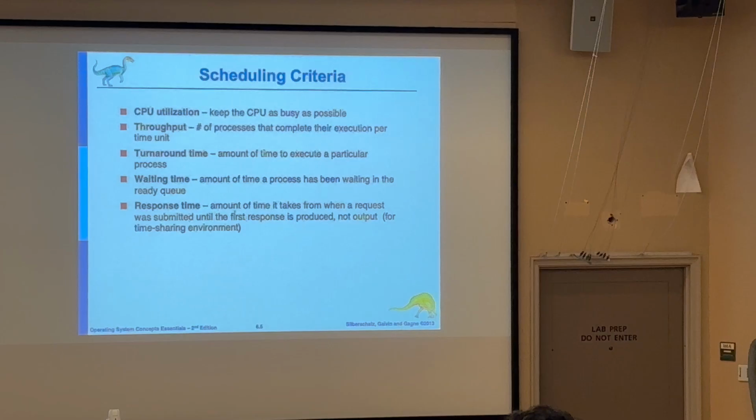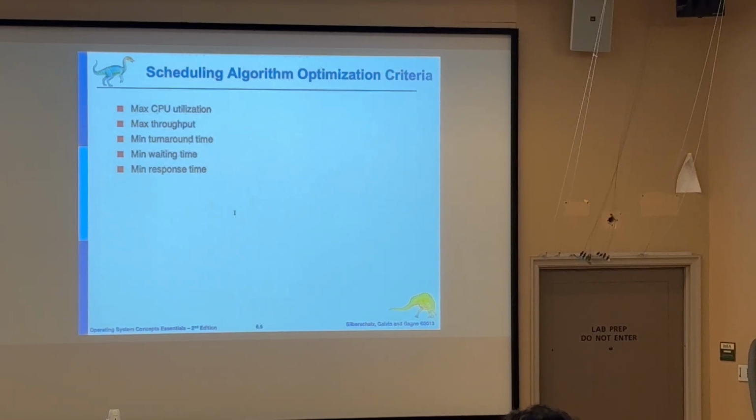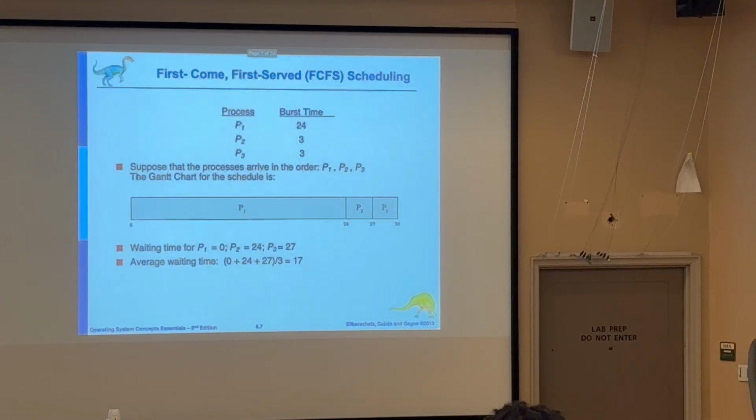Okay. So there are different criteria that people use to evaluate scheduling algorithms. So you can try to maximize CPU utilization, you can try to maximize throughput, minimize turnaround time, minimize waiting time, minimize the response time.